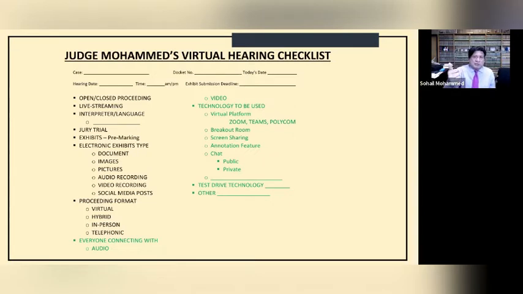Are there images that you're going to be submitting? Are these going to be pictures? If they are pictures, what format will the pictures be in? Are you going to be providing an audio recording as an exhibit to be used during trial? It's important because, again, the format of each of these exhibits makes a big difference, because not all computers will have a program that will be able to upload and play the video.